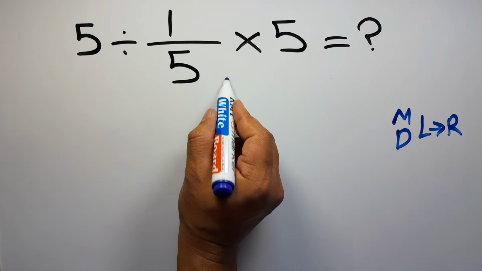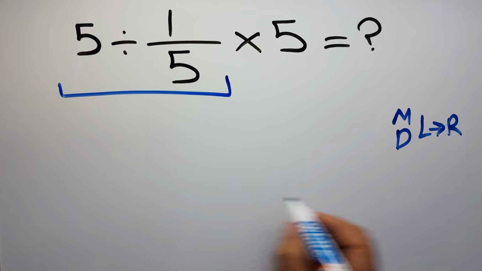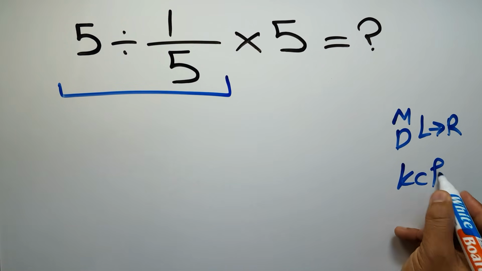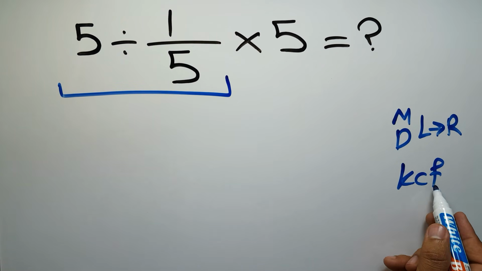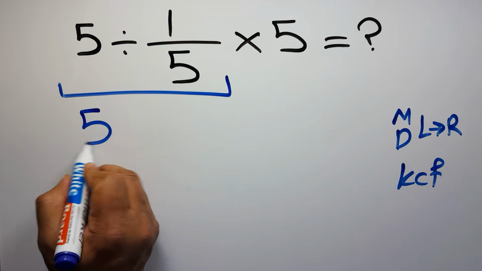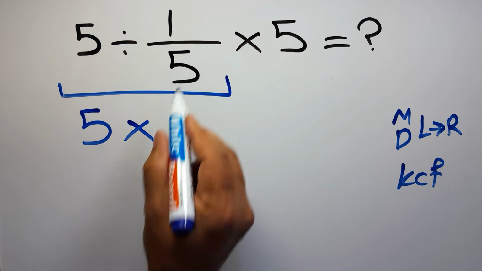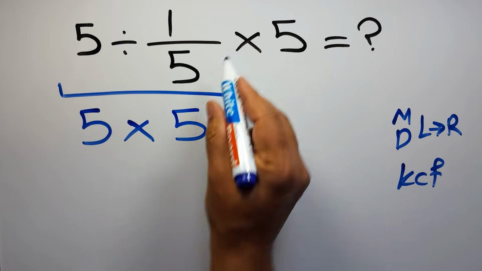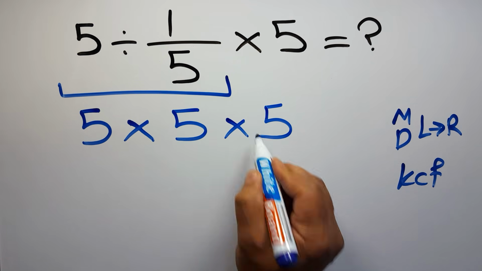5 divided by 1 over 5. According to the KCF rule, K stands for keep, C stands for change, and F stands for flip. We can write to keep the first fraction, change division to multiplication, and flip the second fraction. And here we have times 5.